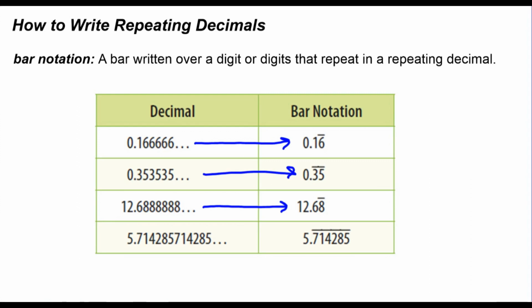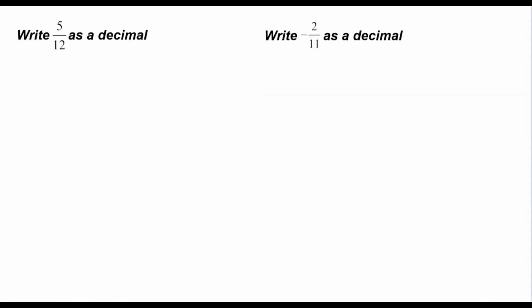And then lastly, we have 5.714285714285, and so on. And this doesn't start repeating for quite a while. It doesn't start repeating until after the 5. So we have 6 digits that repeat. So again, we write the 6 digits that repeat out, and we're going to put that bar over all 6 digits. So sometimes it takes quite a while for our digits to finally repeat, but we have to put a bar over all of them. So don't round those off.